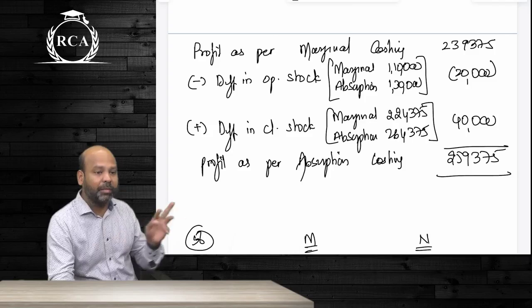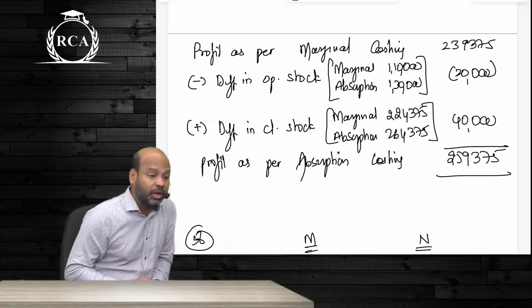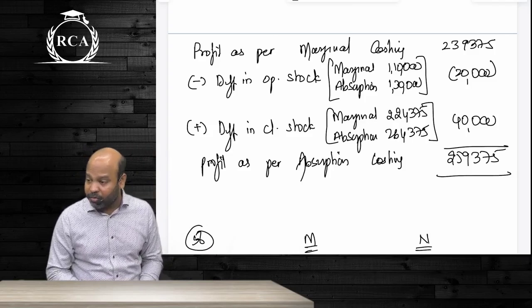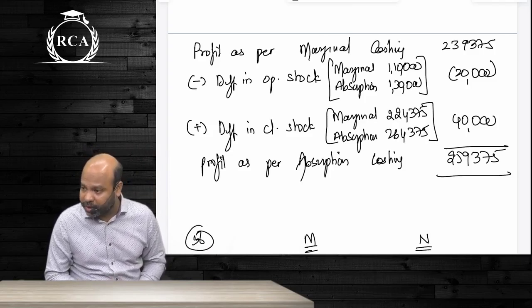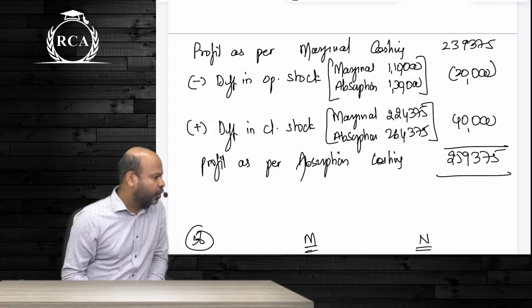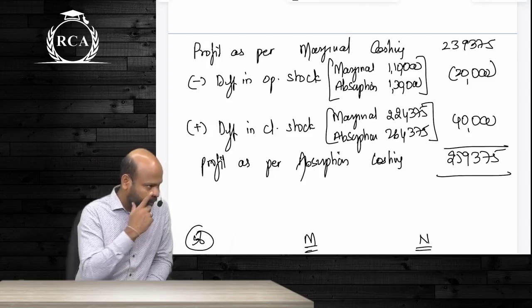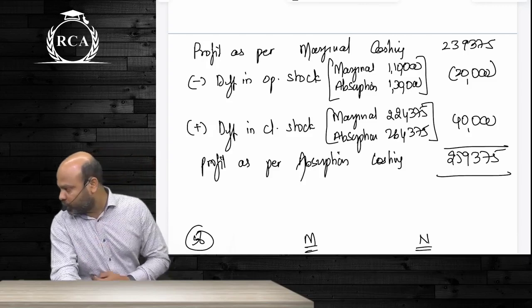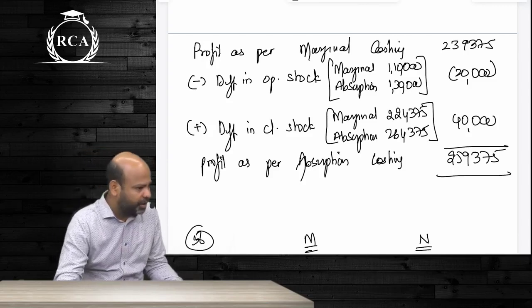You should always remember whether you're moving from a lower figure to a higher figure or higher figure to a lower figure. Not in terms of inventory value, but in terms of profit. Check whether the profits are going to be higher or check whether the profits are going to be lower. This was about the impact of marginal and absorption costing guys on inventory valuation.